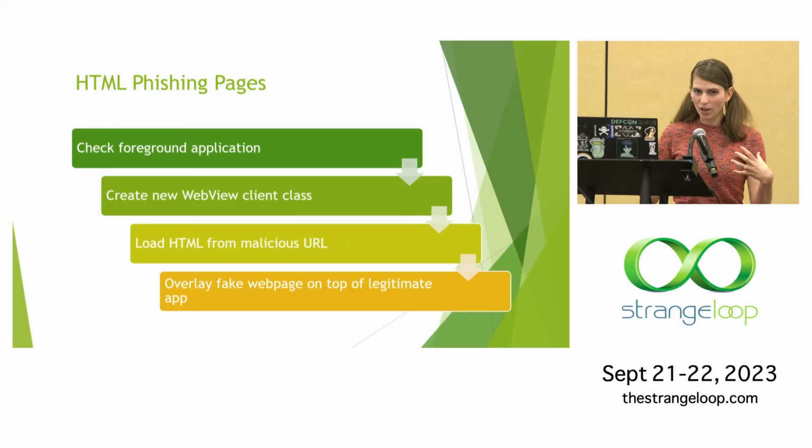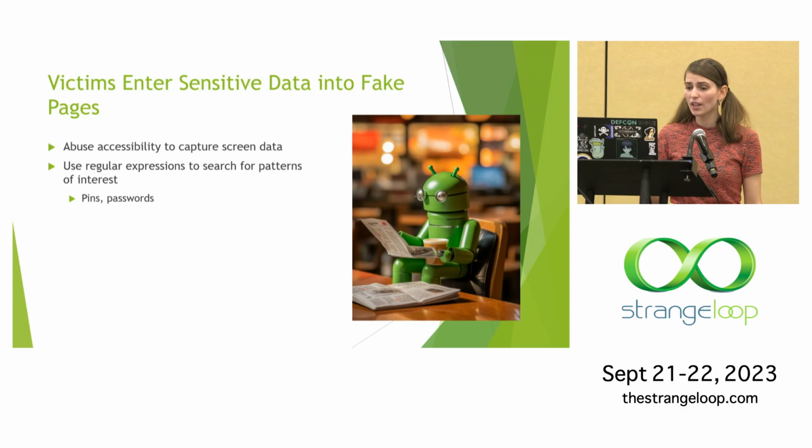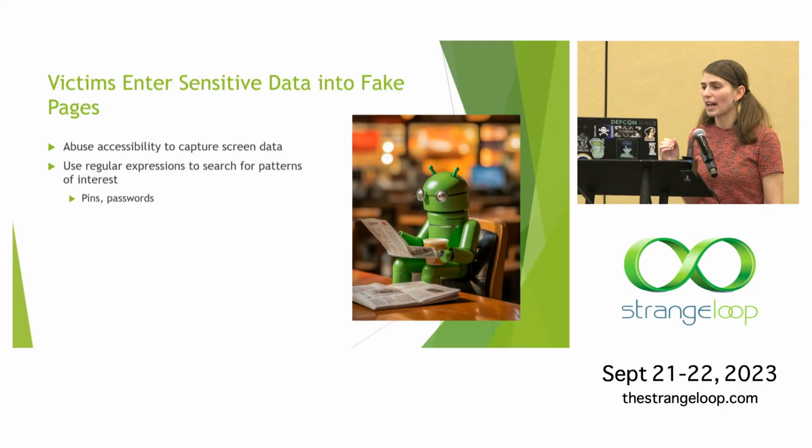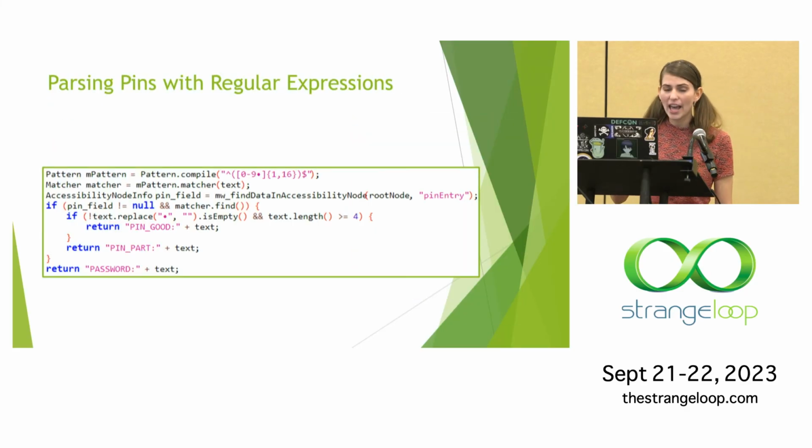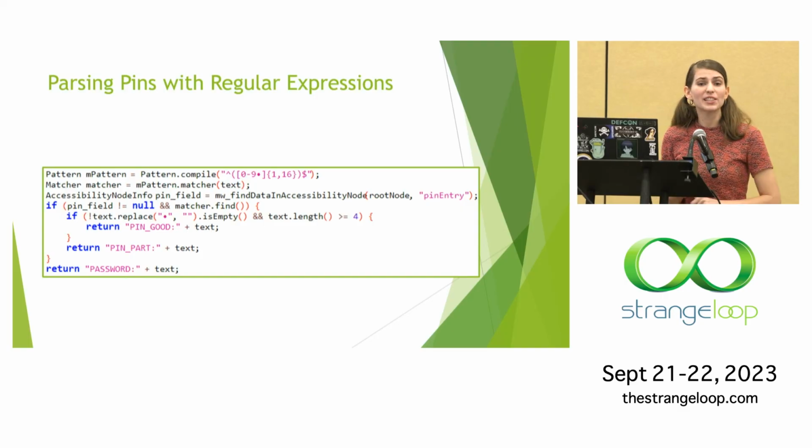So this is a fake overlay on top of the actual legitimate application. And then it's actually going to use its accessibility services to be able to parse the contents from the screen and actually trick victims into entering their pins and passwords into the fake overlay rather than the legitimate application. And then it's going to use those regular expressions and patterns inside of the code to try and parse out those pins and passwords from that.